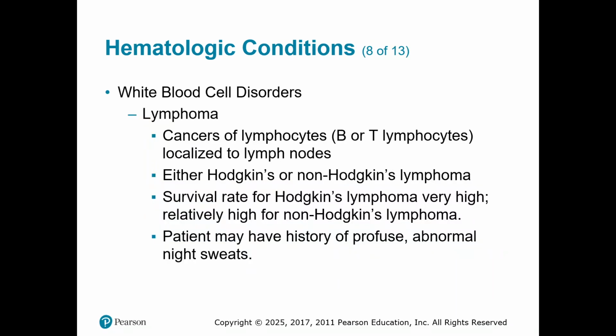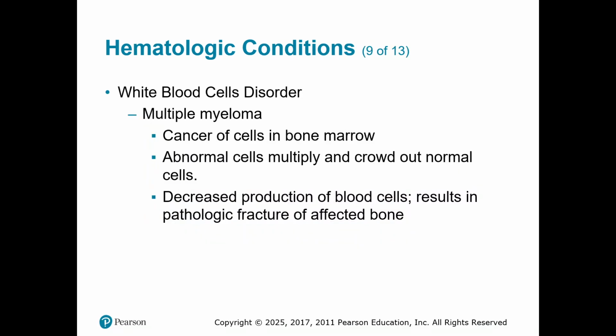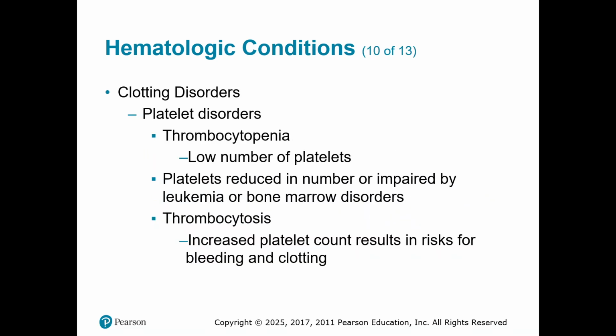So again, cancers of lymphocytes, B or T lymphocytes, localized to the lymph nodes. Hodgkin's or non-Hodgkin's lymphoma. Survival rate for Hodgkin's lymphoma is very high, relatively high for non-Hodgkin's lymphoma, and patients may have a history of profuse abnormal night sweats. Multiple myeloma, cancer of cells in bone marrow. These are abnormal cells. They multiply, they crowd out normal cells. Decreased production of blood cells results in pathologic fractures of the affected bone. Not good.